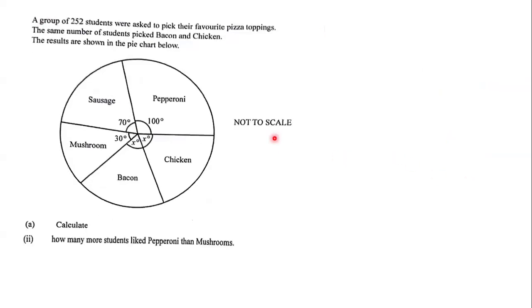Next, it states, calculate how many more students like pepperoni than mushrooms. How many more students like pepperoni than mushrooms? And that's what we have to calculate. Here, we have the number of students that like pepperoni. In order to figure that out, we know that the degrees for pepperoni is 100 degrees. So we're going to say 100 degrees over 360, because angles in a circle add up to 360 degrees. So we have 100 degrees over 360 multiplied by 252 over 1. Now we use 252 because that's the amount of students, right?